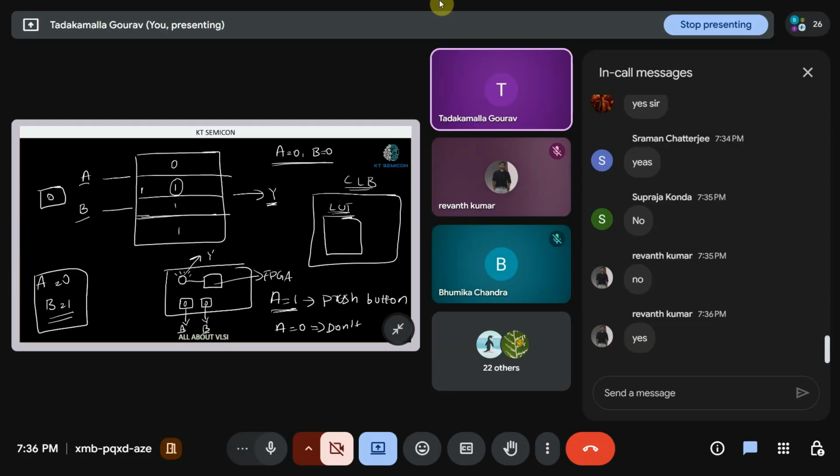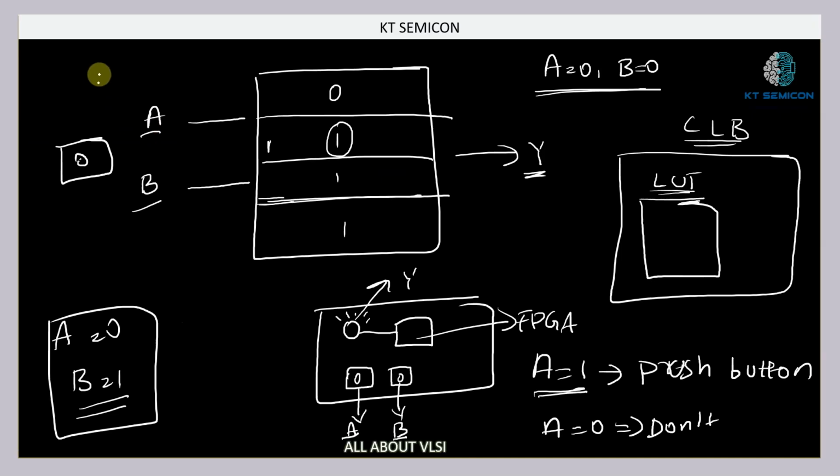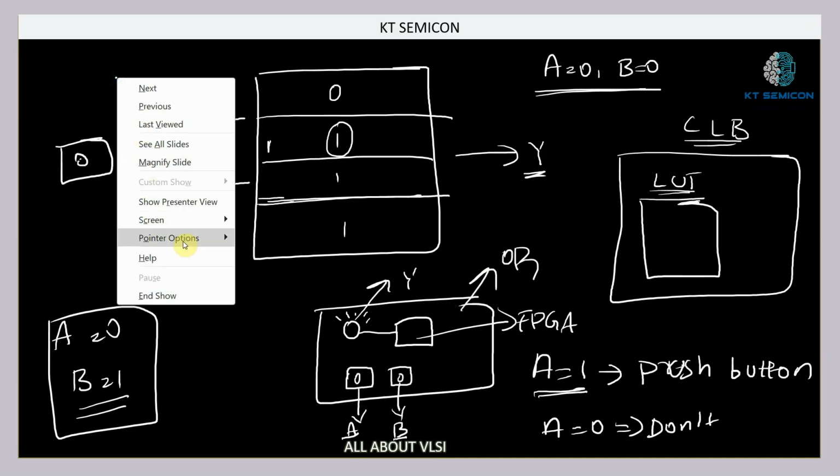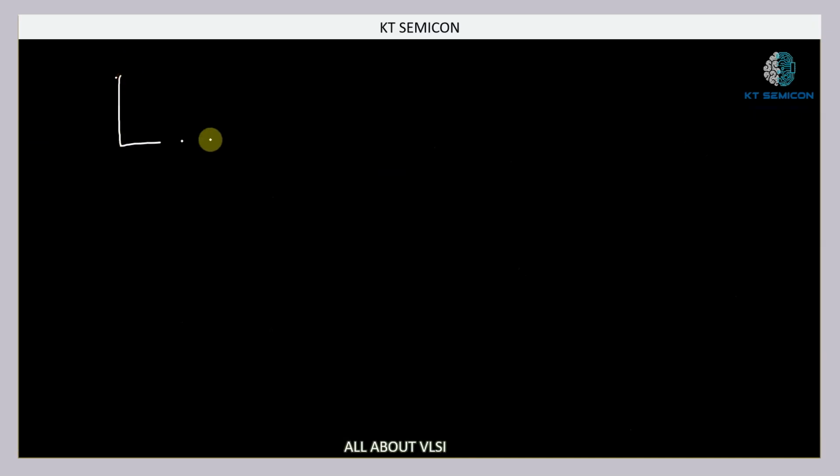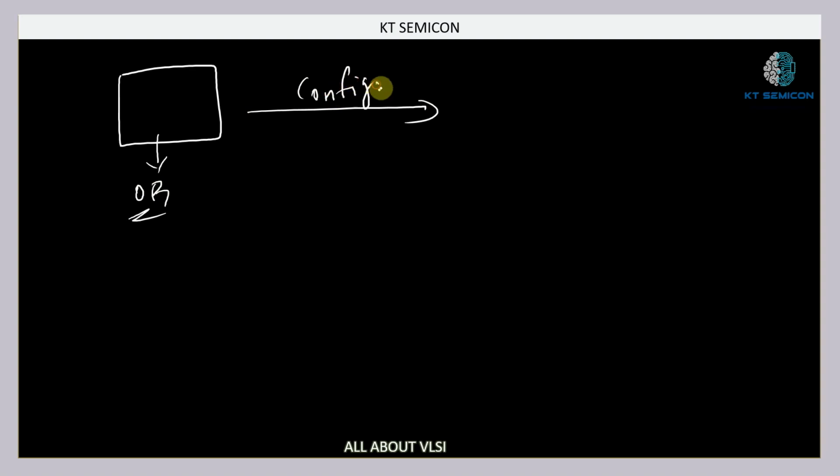Suppose this hardware is acting as an OR gate, right? I want to configure this hardware, the FPGA, to work as a half adder instead. I am going to configure it to work as a simple half adder. Now, what is going to happen?